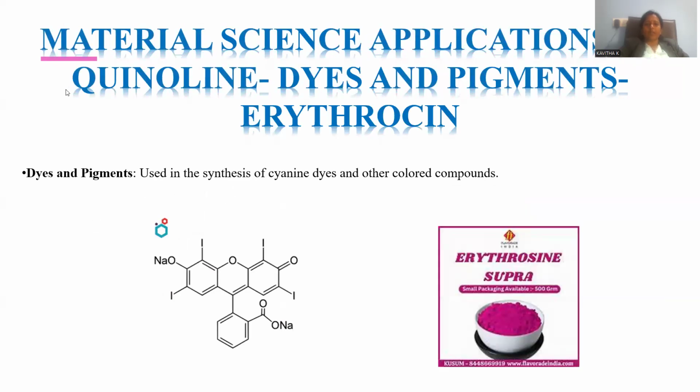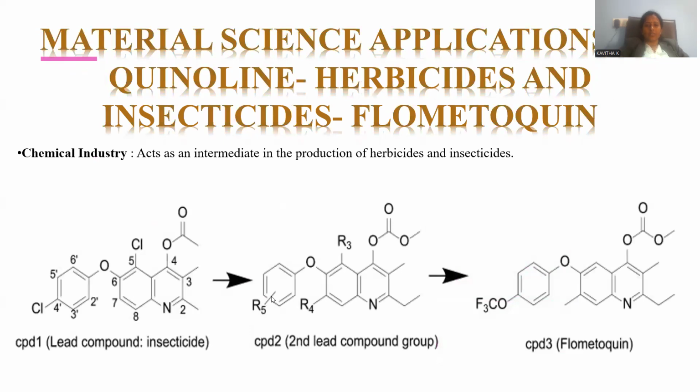Let me introduce another segment called material science applications of this quinoline. It works like dyes and pigments, the kind of chemical auxiliary introduced as a dye and pigment will be erythrocin. Erythrocin is a kind of pink color pigment, purple color you can clearly notice. And here a quinoline-based nucleus is accorded for the system.